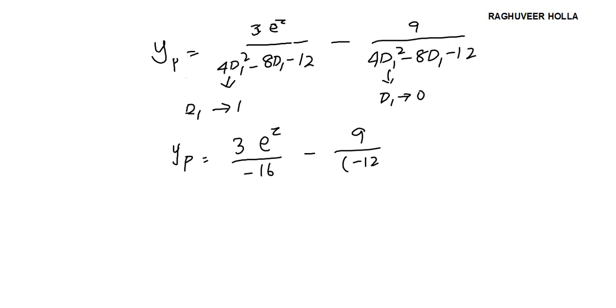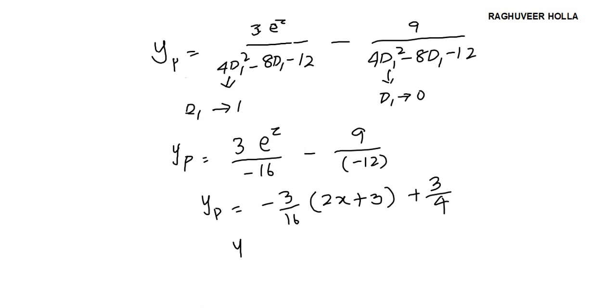Now further, if I simplify this and replace e to the power of z also, I get yp as minus 3 by 16 times (2x plus 3), plus, if I simplify, 3 by 4. And the final solution for the differential equation is y equal to yc plus yp.